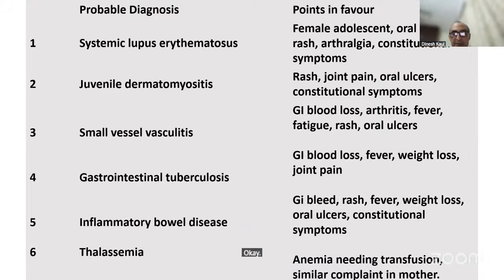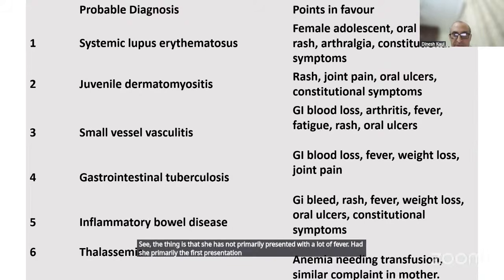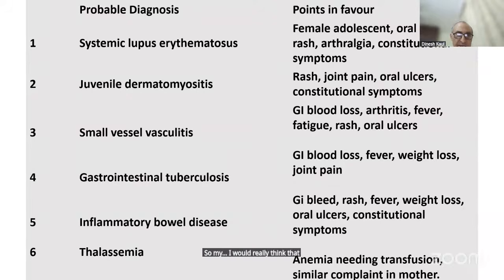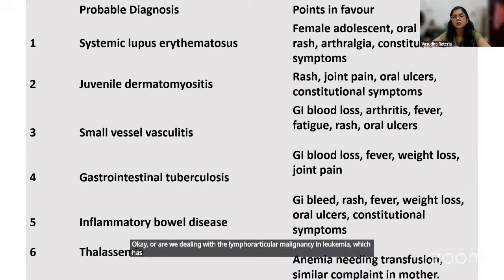See, the thing is that she has not primarily presented with a lot of fever. The first presentation was that she has been having off and on fever, and with anemia. So I would really think: are we dealing still with TB, or are we dealing with a lymphoreticular malignancy, leukemia? She has not been evaluated. No CBC has been done till this point of time.